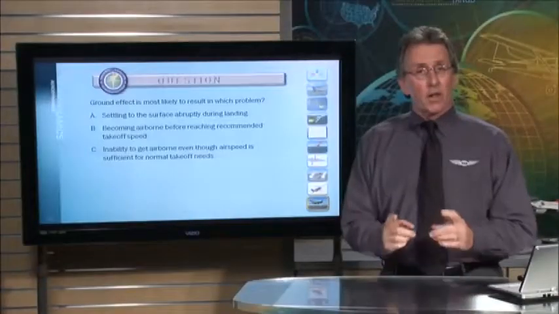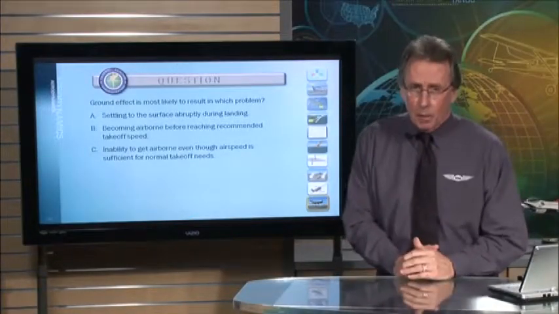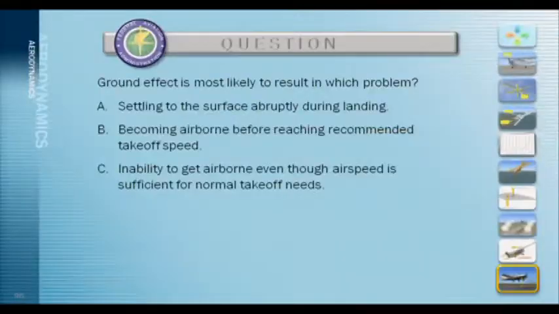Welcome back. This is our final question for lesson number 1 regarding ground effect. The question is, ground effect is most likely to result in which problem? Again, your consideration of these 3 possible answers.